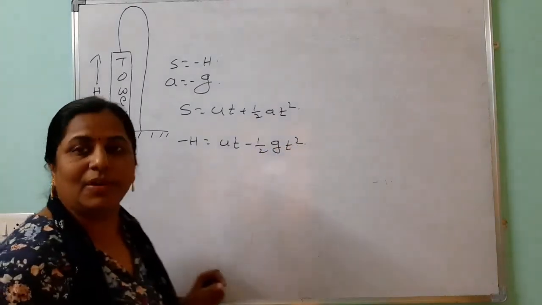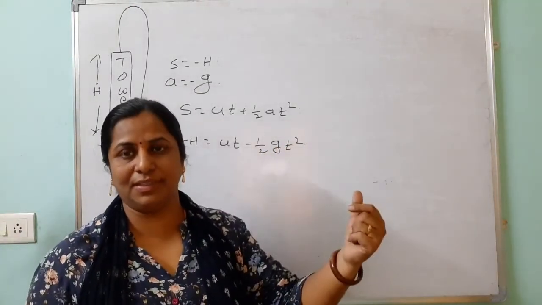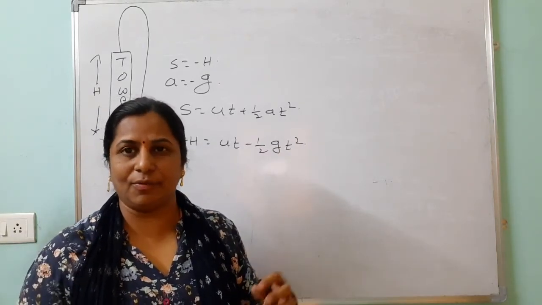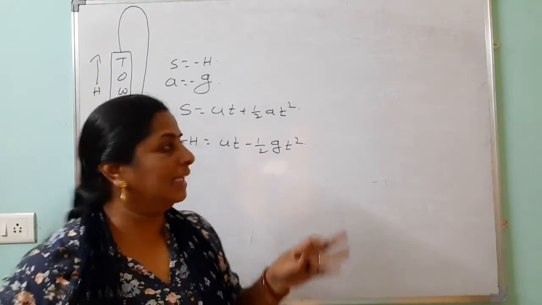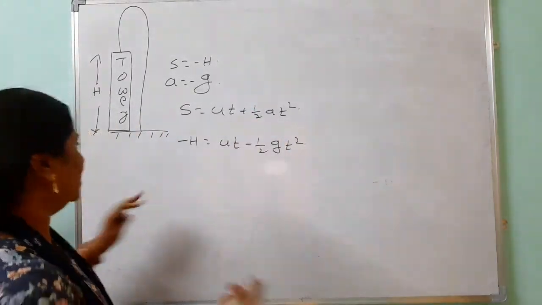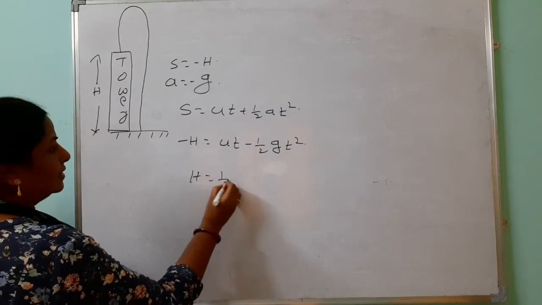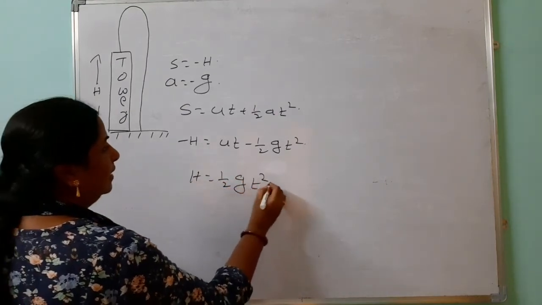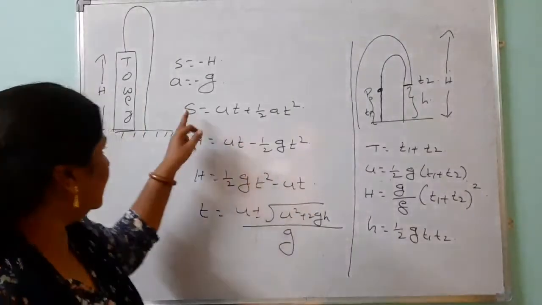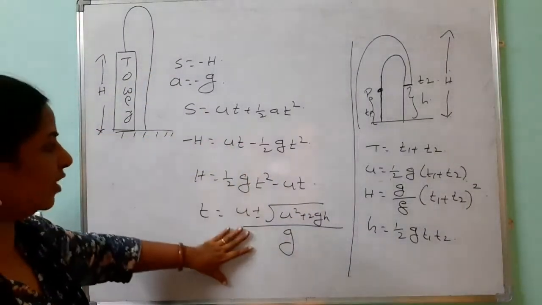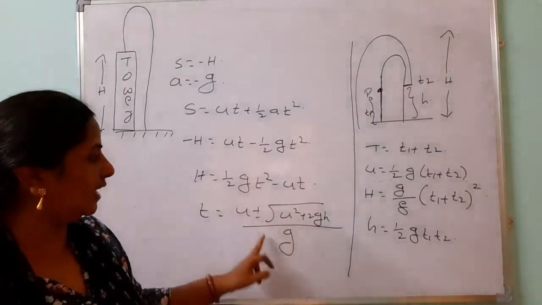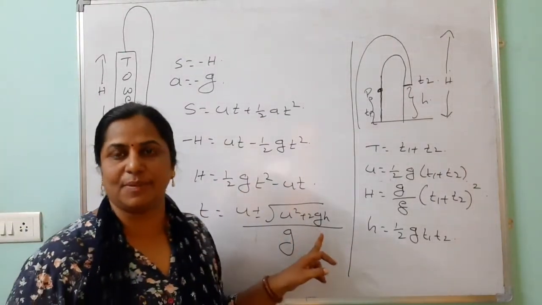So, whenever the body is projecting from the top of the tower, or from the aeroplane, from the rocket, or whatever it is, from the bird, immediately you can go through these explanations, these formulas. From this, h equals half gt square minus ut. See, this is when the body is projected from the top of the tower, how much time it takes. With the help of the quadratic equation, we can find out the expression for time.